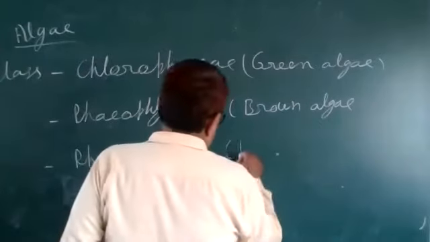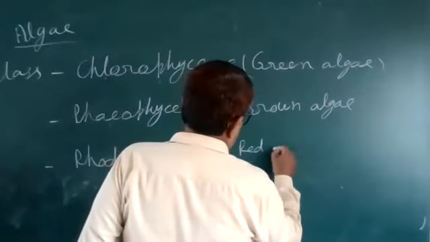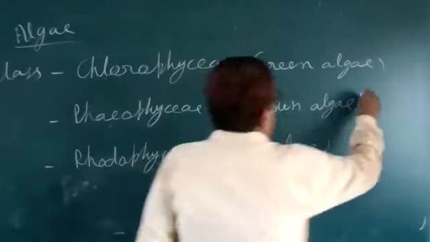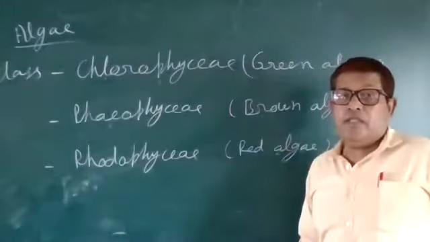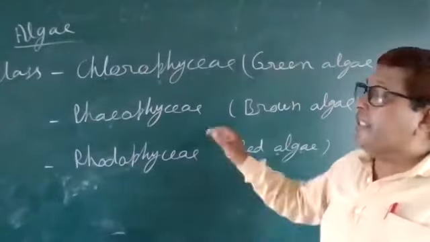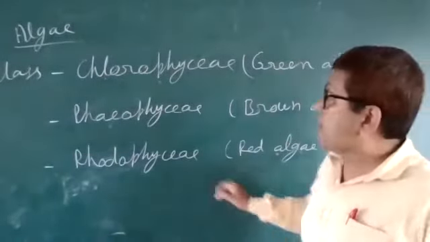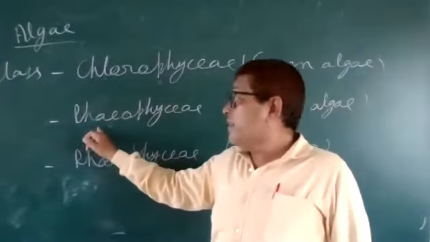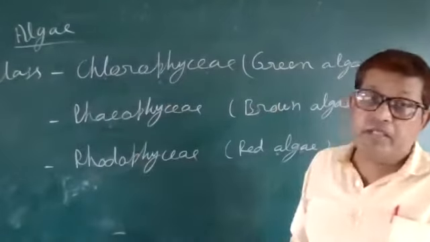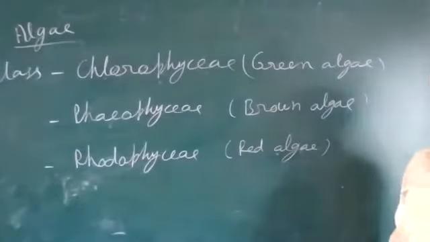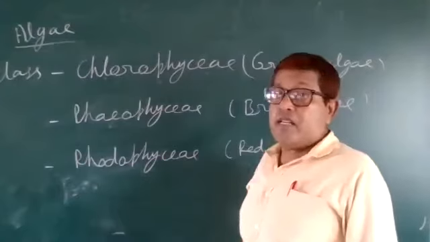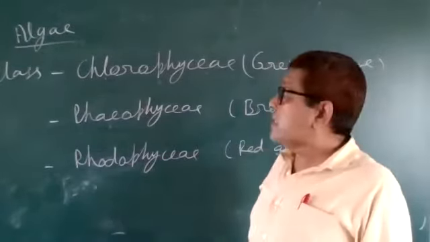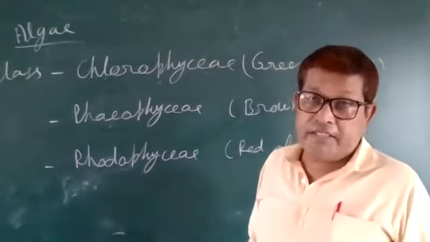This is red algae. So algae is divided into three classes. First, chlorophyceae. Second, phaeophyceae, and third, rhodophyceae. These are the different classes of algae. So we have to discuss them one by one. First class, chlorophyceae.